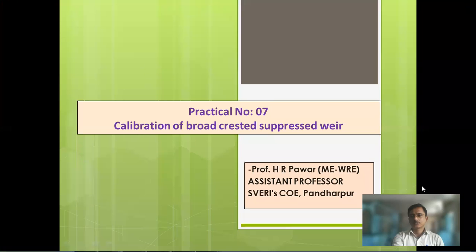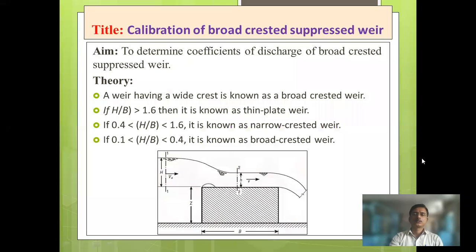Okay, hi students, friends. Now we will see the next practical, that is practical number 7. Calibration of broad-crested suppressed weir. Write the title: Calibration of broad-crested suppressed weir. Title is written, then aim: to determine the coefficient of discharge for a broad-crested suppressed weir.